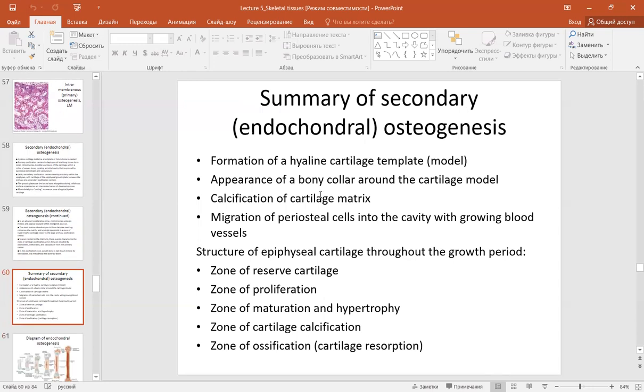Summary of secondary endochondral osteogenesis: formation of hyaline cartilage template model, appearance of bony collar around the cartilage model, calcification of cartilage matrix, migration of periosteal cells into the cavity with growing blood vessels, structure of epiphyseal cartilage through the growth period: zone of reserve cartilage, zone of proliferation, zone of maturation, hypertrophy, zone of cartilage calcification, zone of ossification, cartilage resorption.